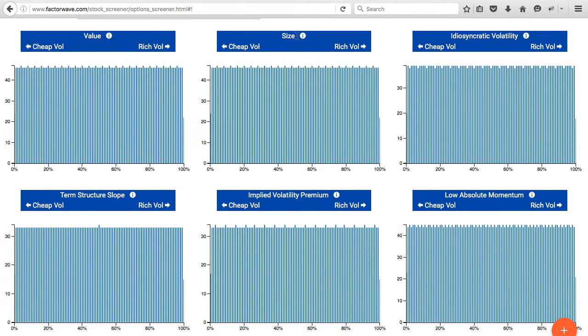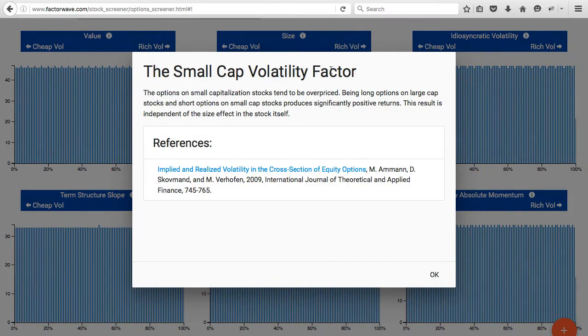The next factor is size. Again, exactly the same as the size factor we use when we're analyzing stocks. Small cap stocks tend to have overpriced volatility.